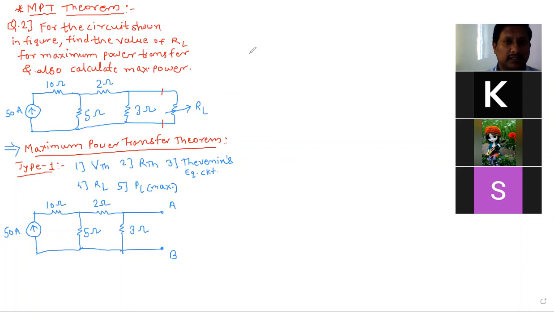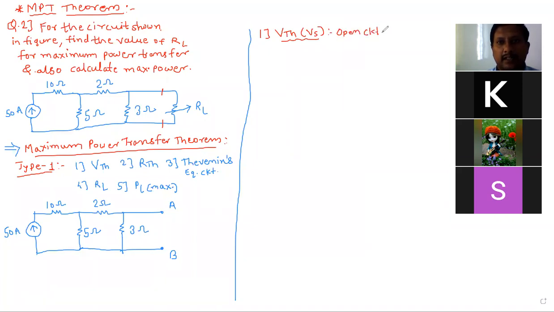Now you can start to find out VTH. VTH is nothing but VS. What is VTH? The open circuit voltage between A and B. Now you can draw the circuit as it is, and only show the open circuit voltage between A and B.